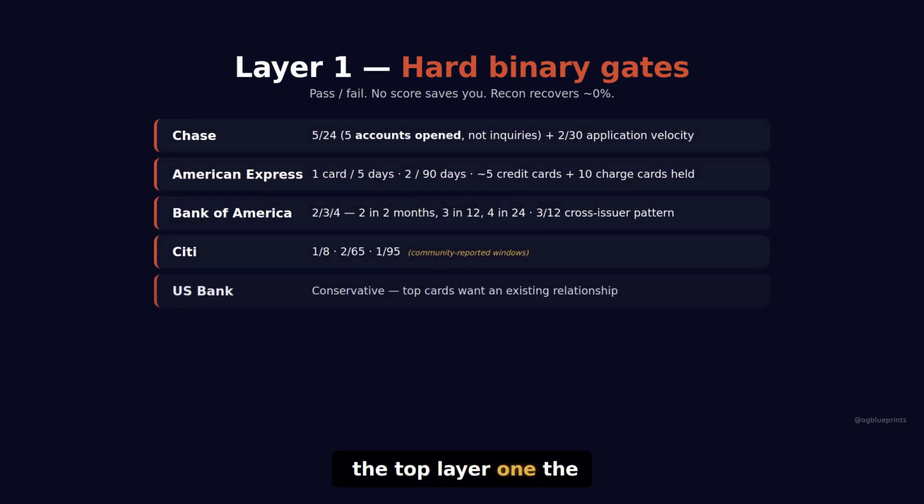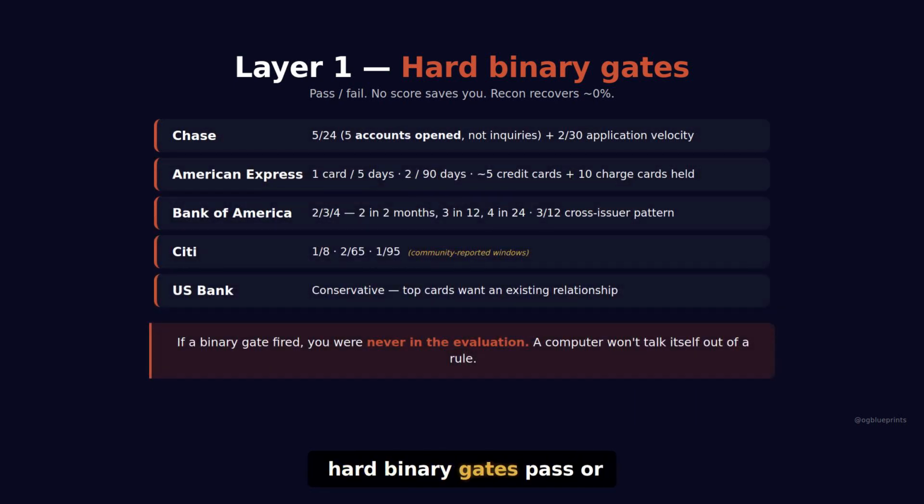Okay, let's walk the layers one at a time. Starting at the top, layer 1, the hard binary gates, pass or fail. No score saves you here, and reconsideration recovers roughly 0% of these. If a binary gate fired, the human on the recon line can't override it. It's the computer running the rule. Each prime issuer has its own set.